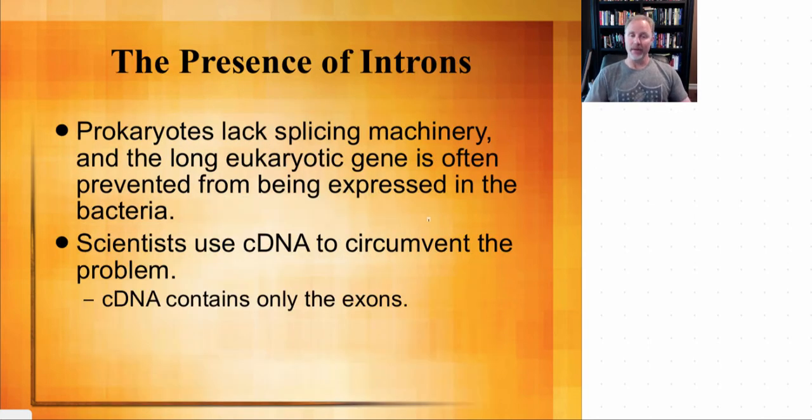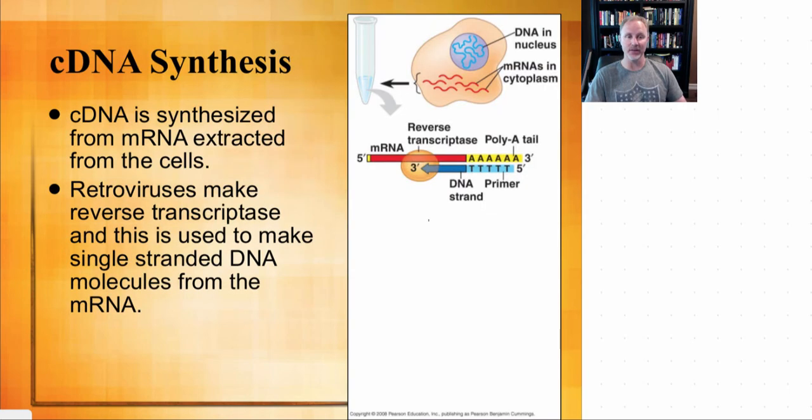The other problem is that you have to take the intronic DNA out and put the exons together. So what scientists have done to get around this problem is they've created what's known as cDNA, and what the cDNA does is it only contains the exons. They take the messenger RNA from the eukaryotic cell and isolate it, and then they take advantage of certain viruses in nature referred to as retroviruses. What they do is reverse the flow of the information.